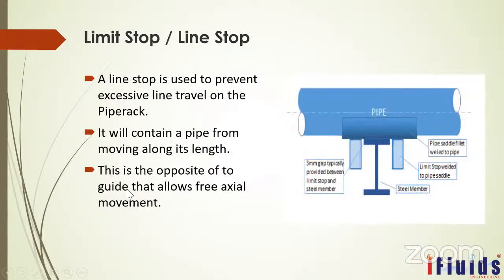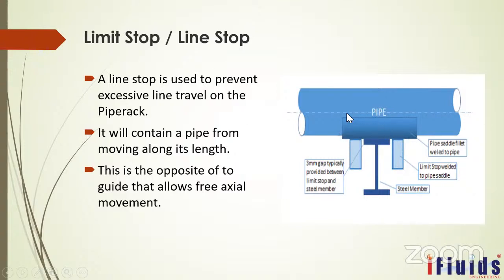And then the limit support. This is also a kind of guide support, but the arrangement will differ. This is the permanent structure, this I-beam. This is the pipe, and at the bottom we have welded a wear pad, or an RF pad. We will weld the doubler plate, and on that we will weld one angle or channel. So here we will maintain a 3 mm gap, so this pipe will not move more than 3 mm in this direction as well as this direction. This is called a limit stop.